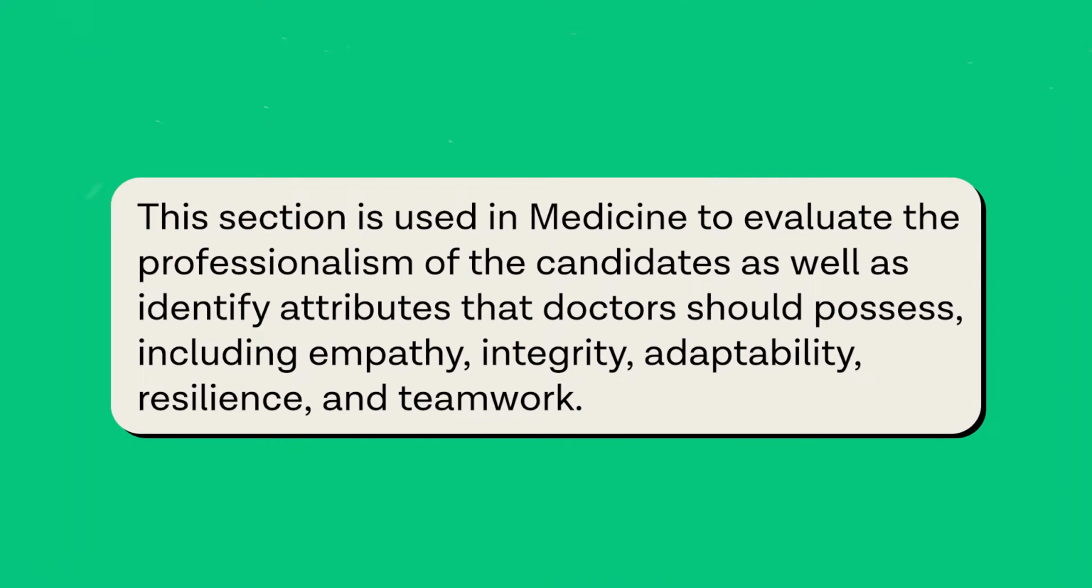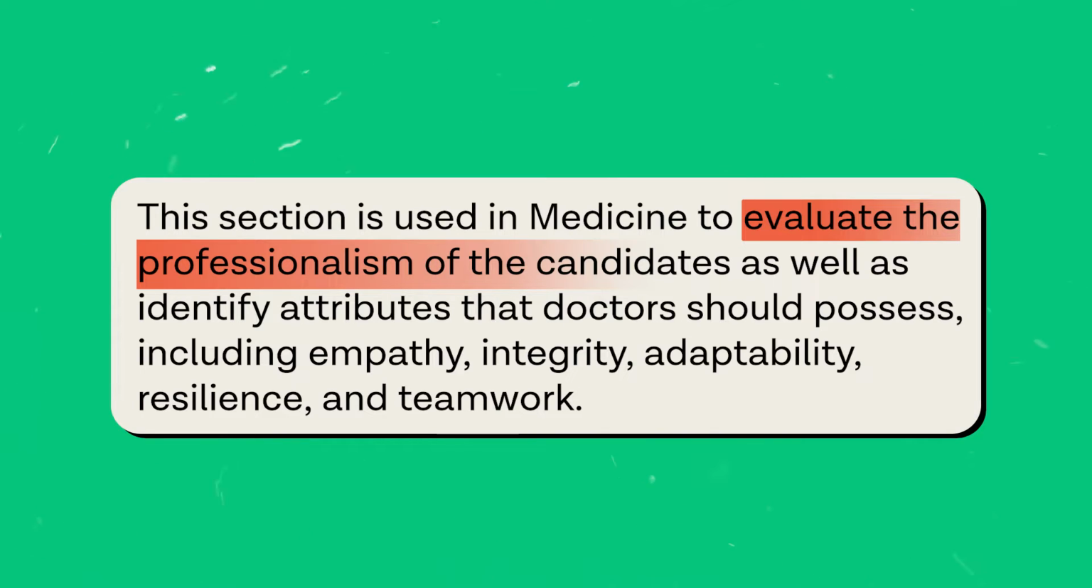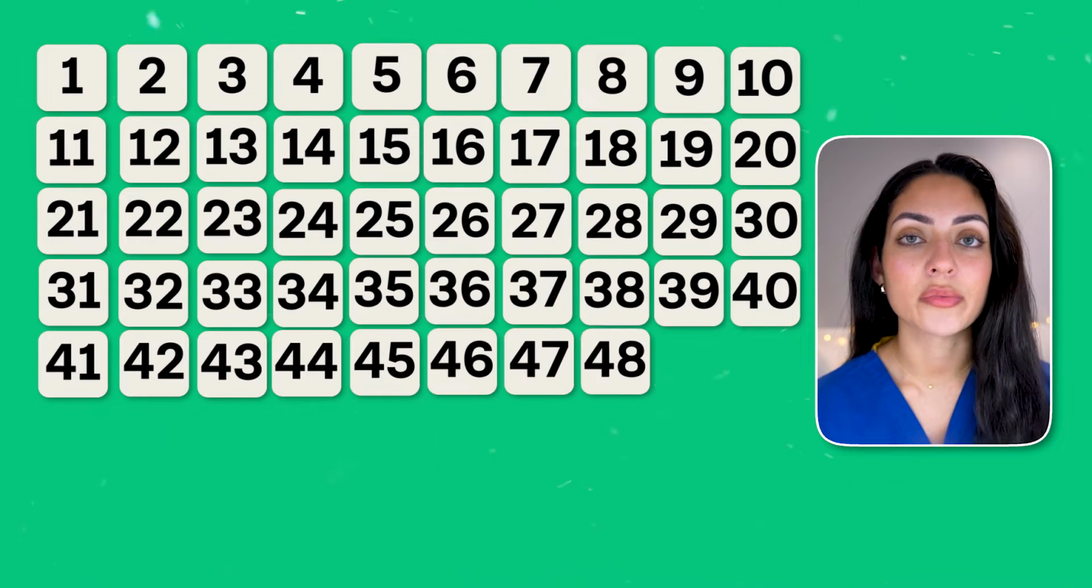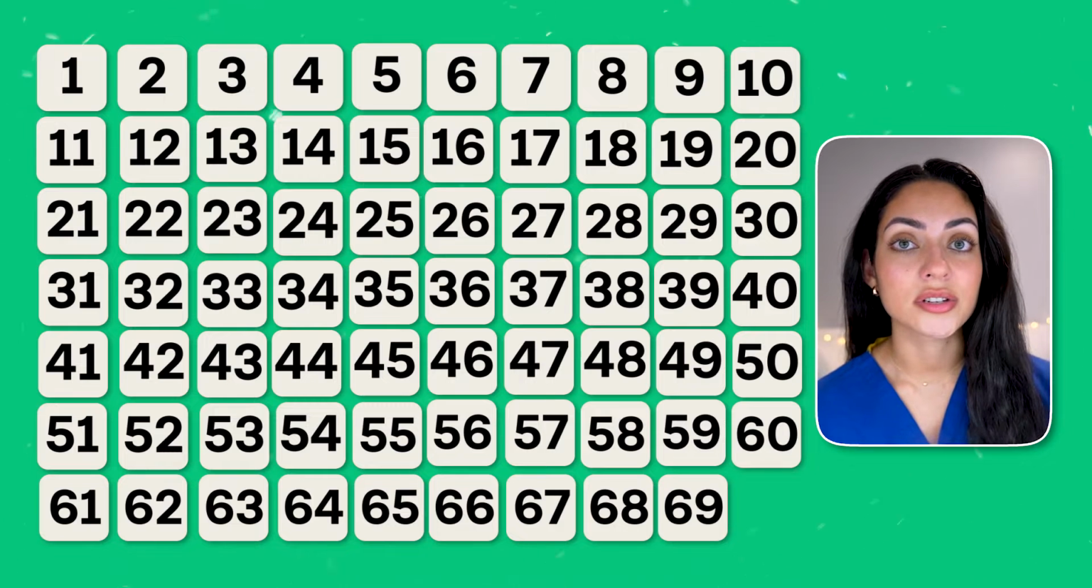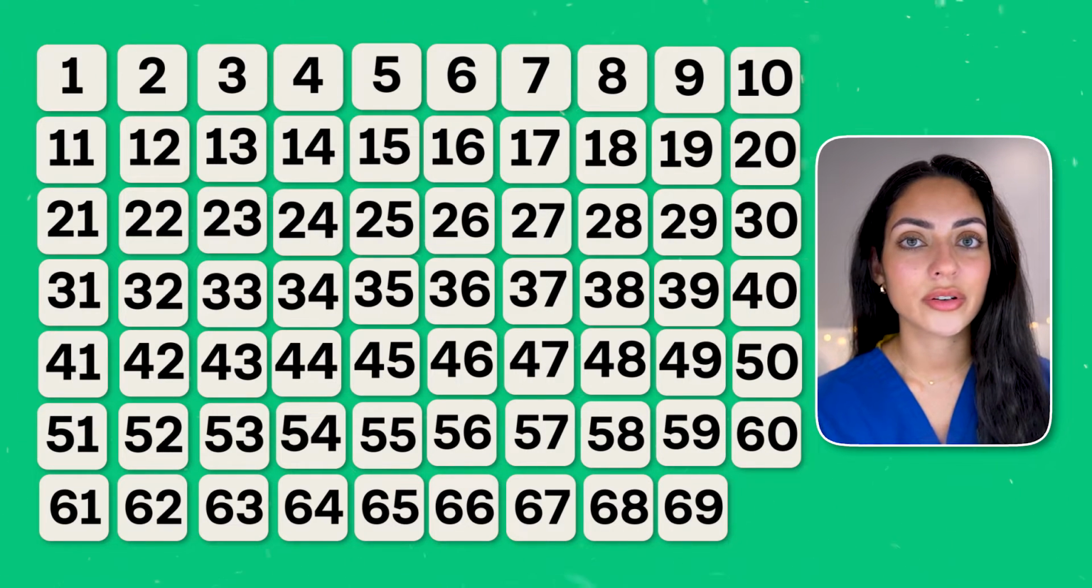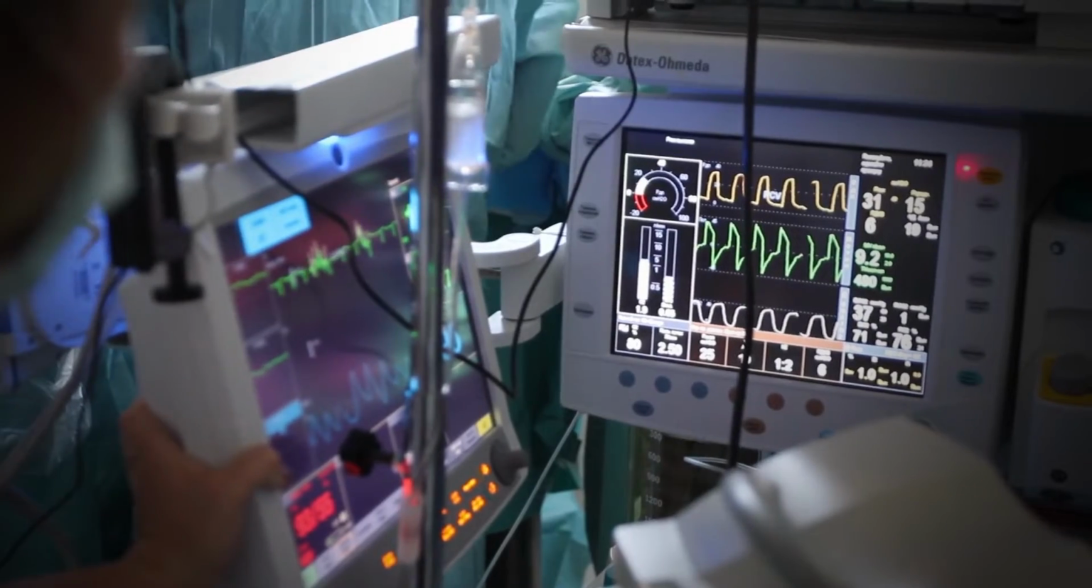This section is used in medicine to evaluate the professionalism of the candidate, as well as identify attributes that doctors should possess, including empathy, integrity, adaptability, resilience, and teamwork. In this section, you will be presented with 69 questions within 22 scenarios. The scenarios are usually based in a university or a healthcare environment, and the main character will typically be a medical or a dental student, but could also be a doctor.